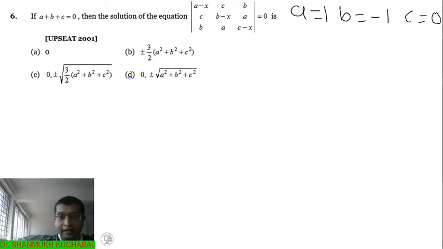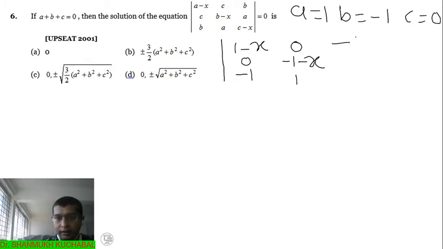So we get this as, yes, the resulting determinant is 1 minus x, 0, minus 1. Next 0, minus 1 minus x, 1. Next minus 1, 1, minus x. This is equal to, it is given, 0. Now I will assign plus minus plus.